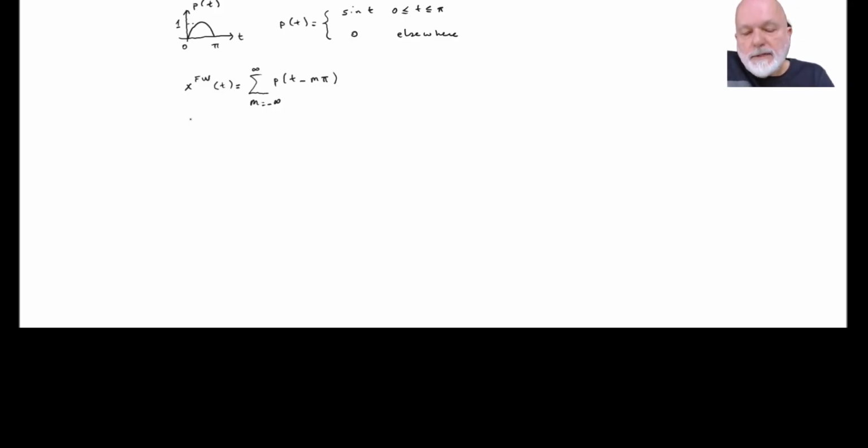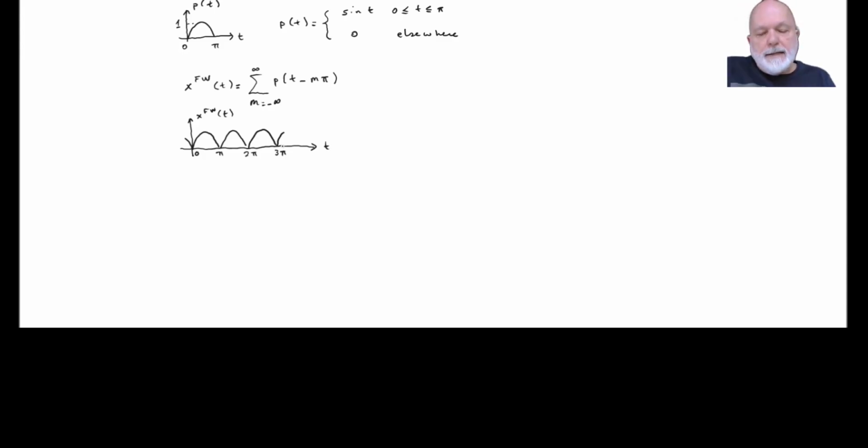So, the full wave rectified sine signal, we can draw the graph of this signal as follows. We have the periodic extension of the positive lobe of the sine signal. So from 0 to pi and then to 2 pi, 3 pi, etc.